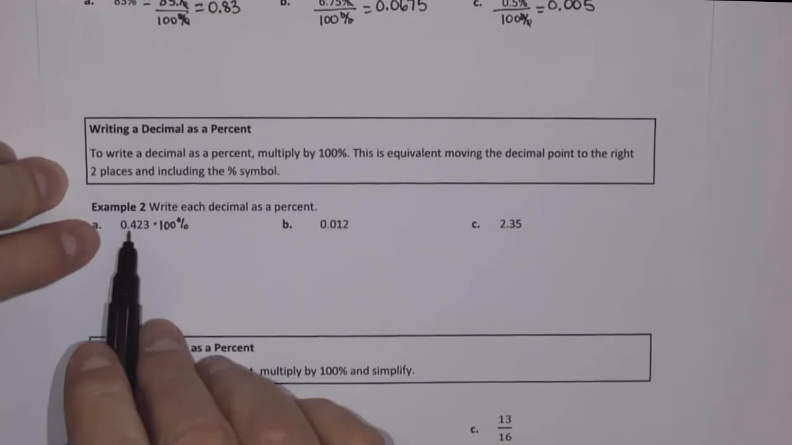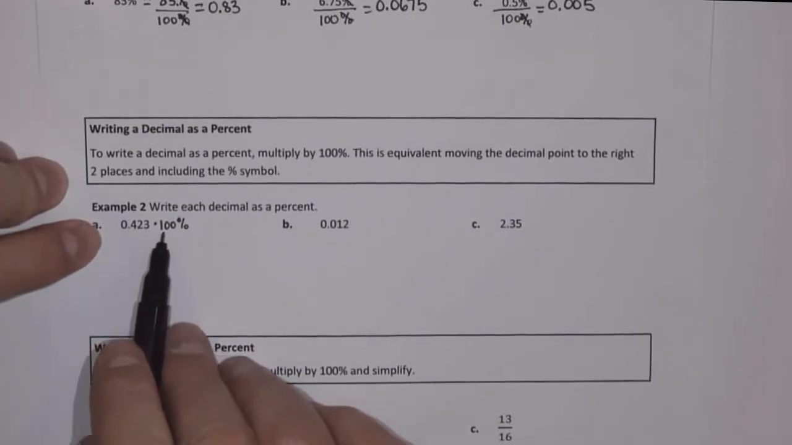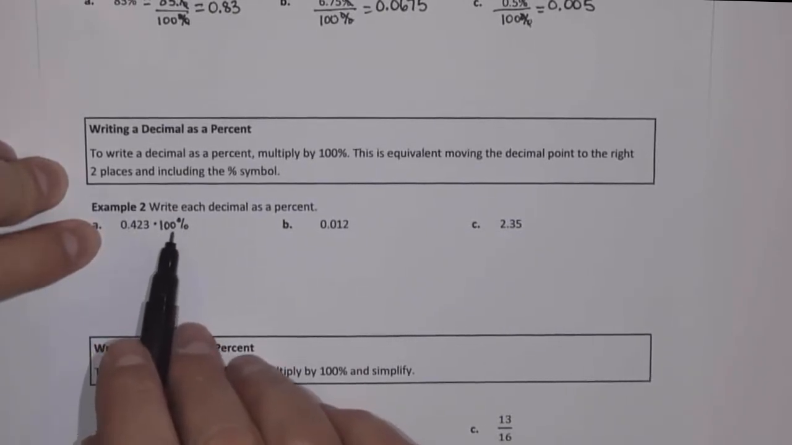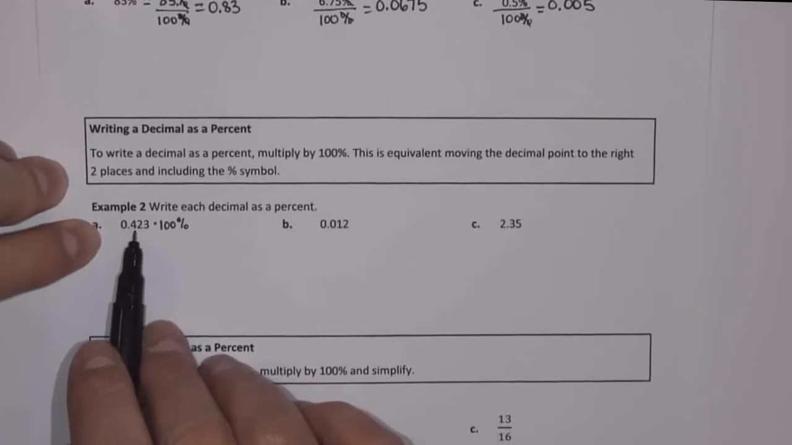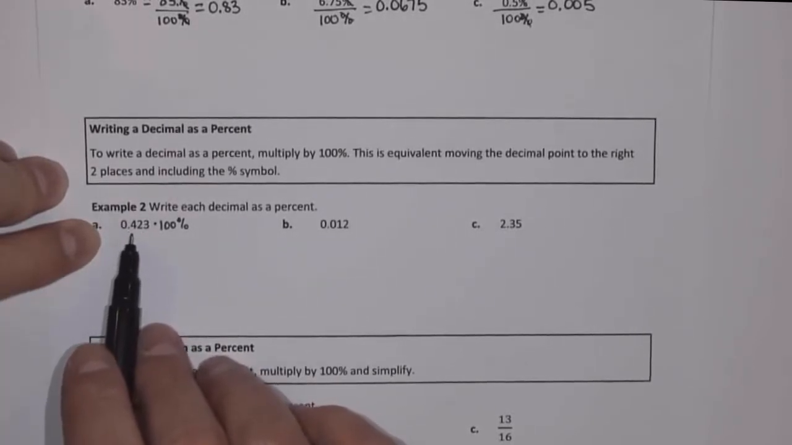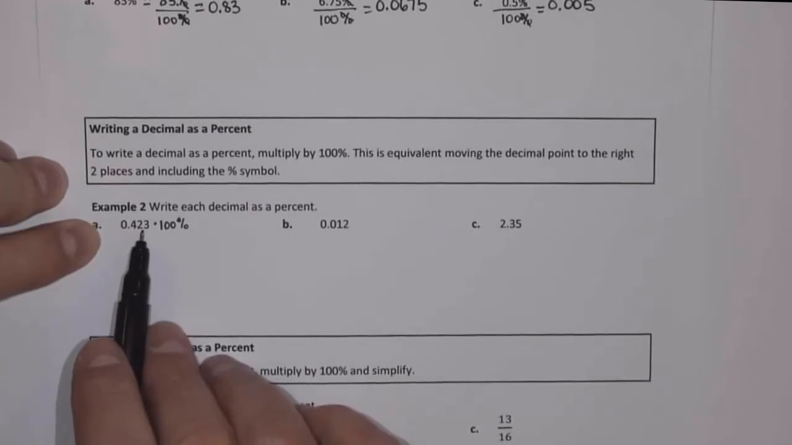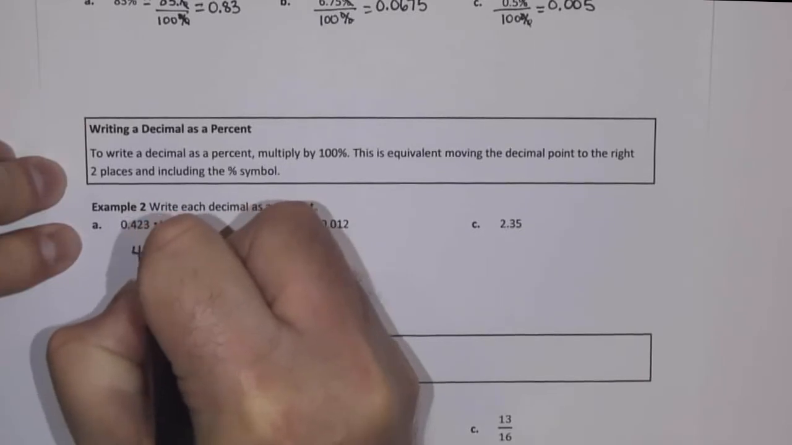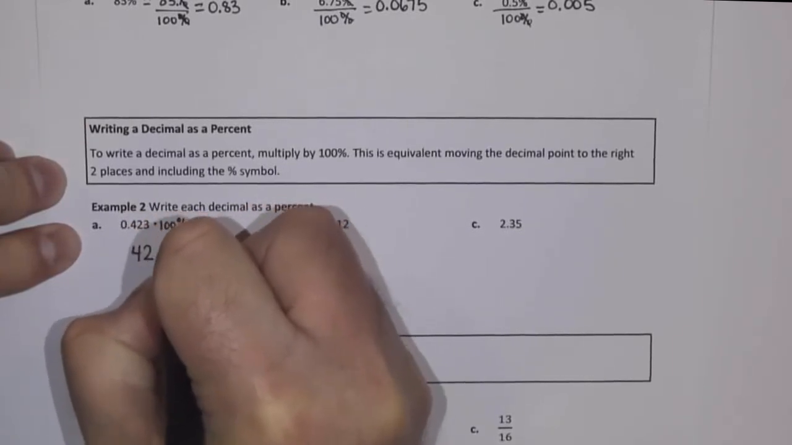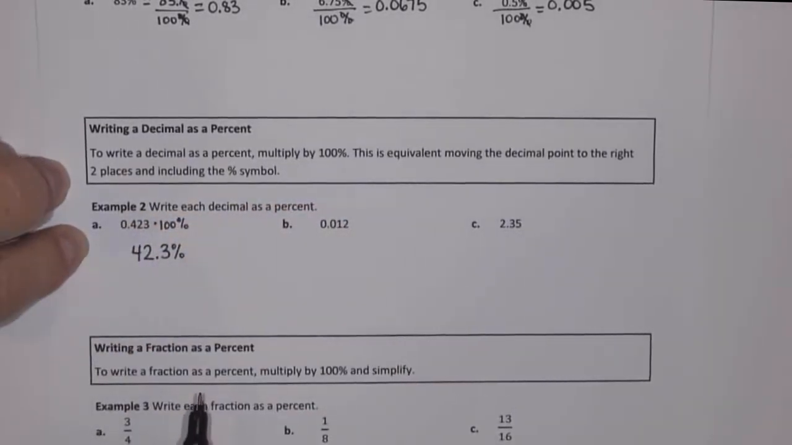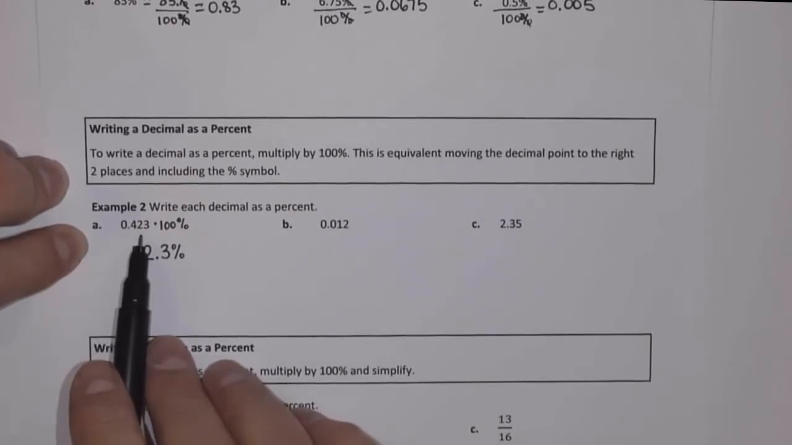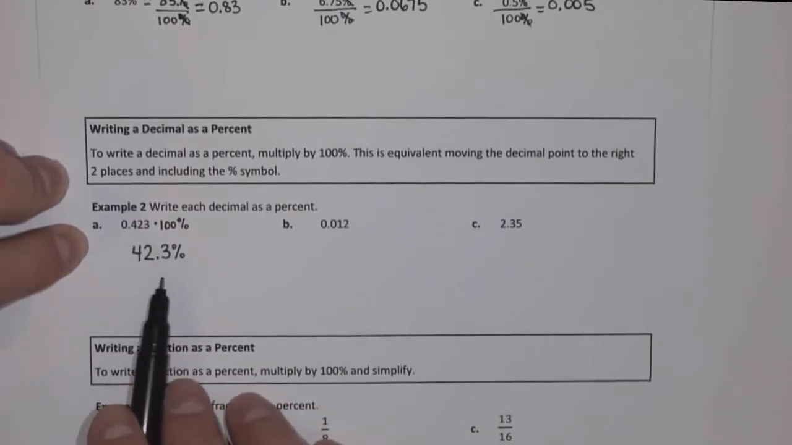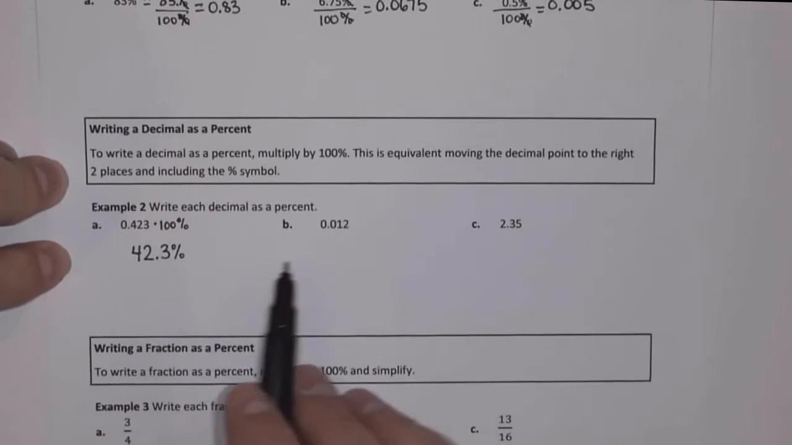So if I take 0.423 times 100, multiplying by 100 is just going to move the decimal point 2 places to the right. So behind the 4 would be one place, behind the 2 would be a second place. So that's going to be 42.3%. So 0.423 as a percent is 42.3%.